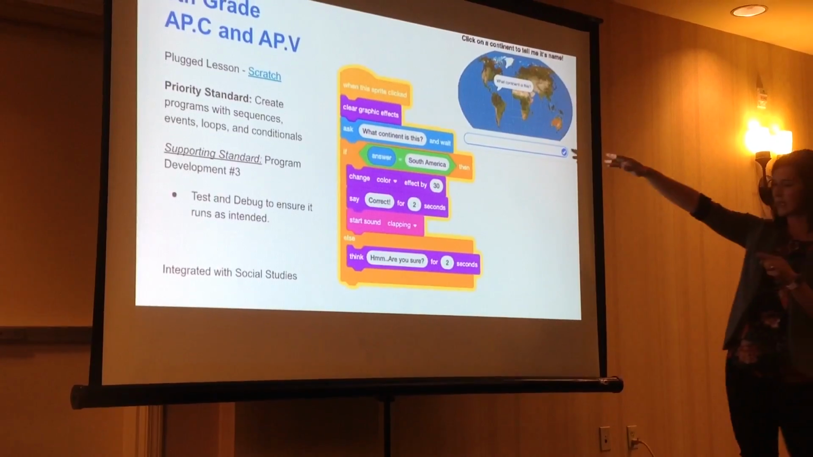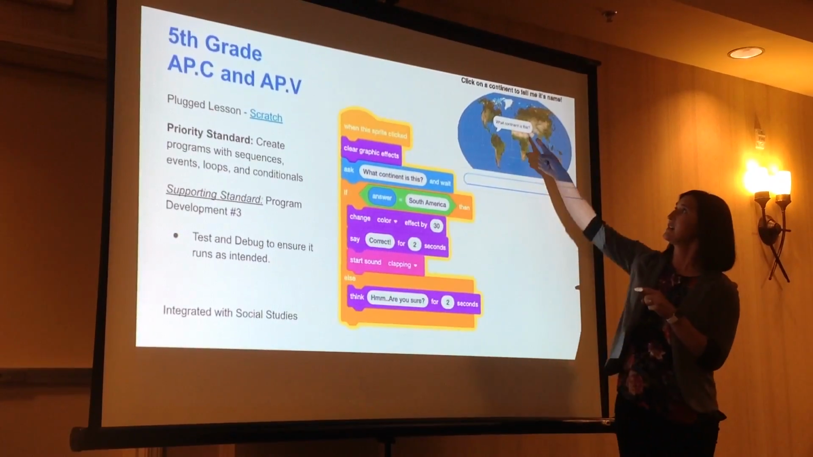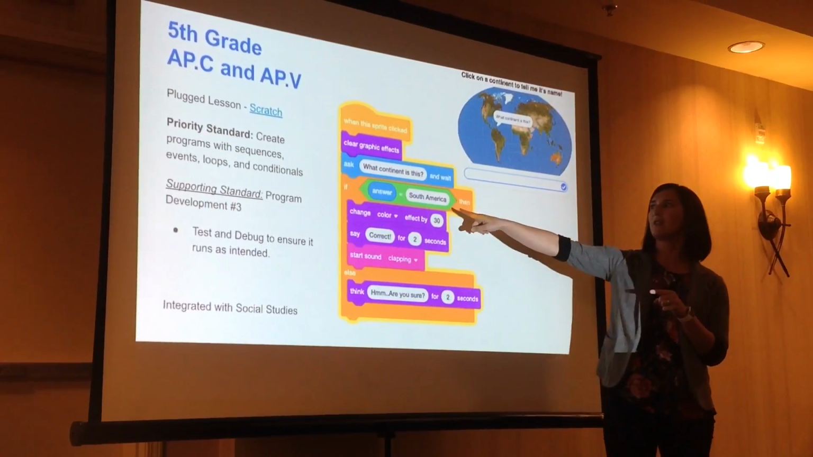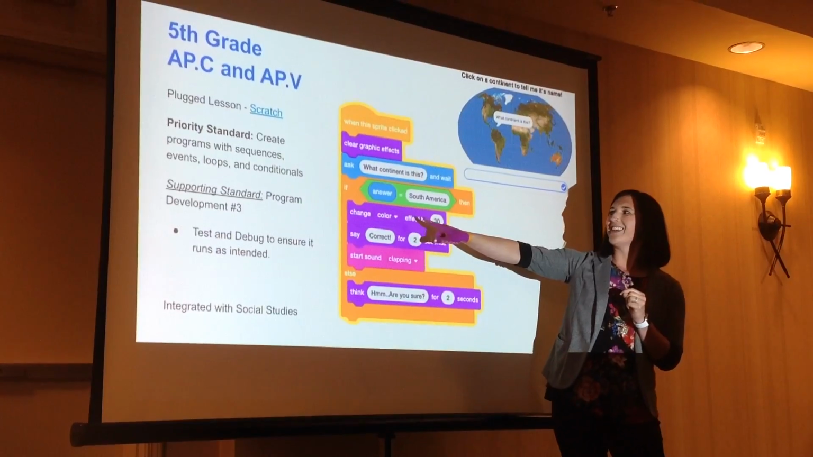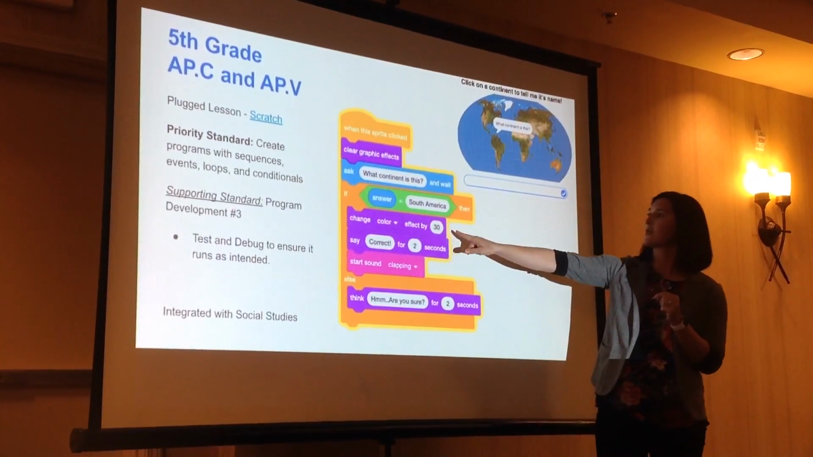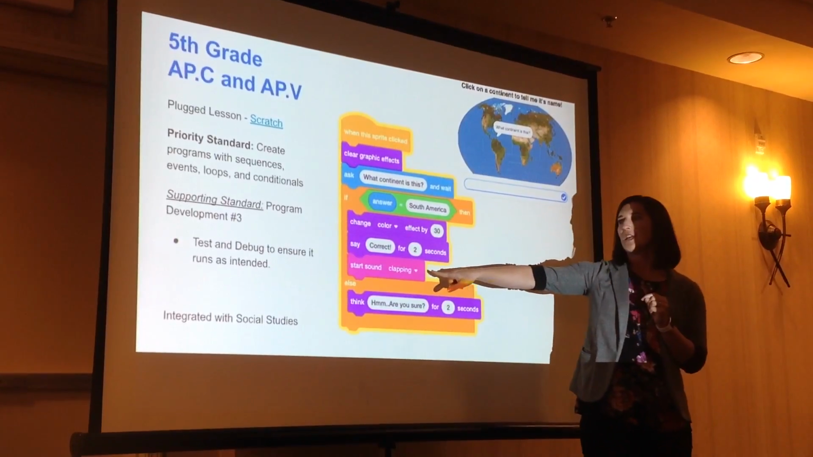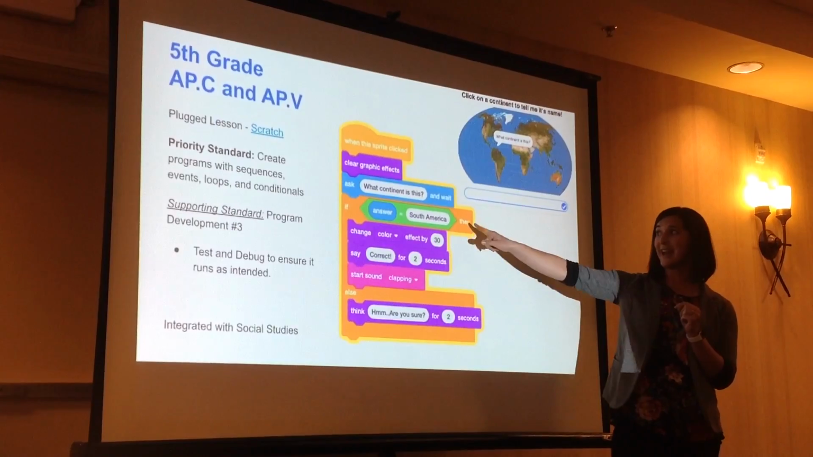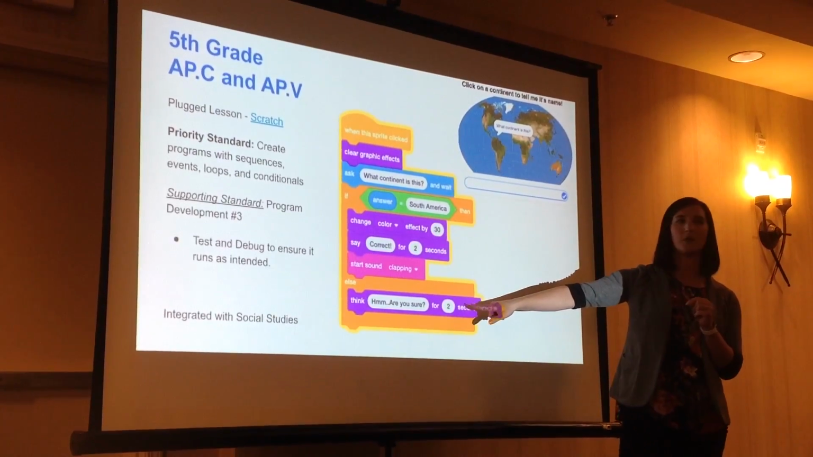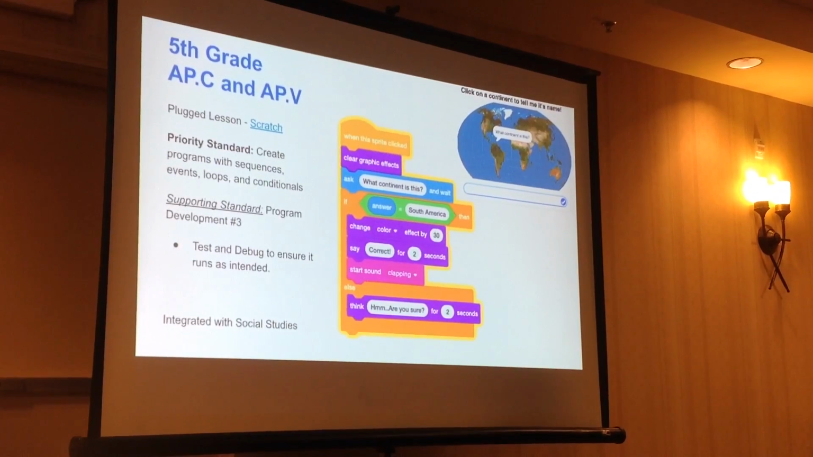So when the sprite is clicked, it will clear the graphic effects. It'll ask, what continent is this? If the answer is South America, spelled right and capitalized correctly, it will change its color effect to a dark blue by 30. It'll say correct for 2 seconds. It'll start a sound of clapping. If or else, if it does not do this, it will say, are you sure? For 2 seconds. And they'll get to try it again.